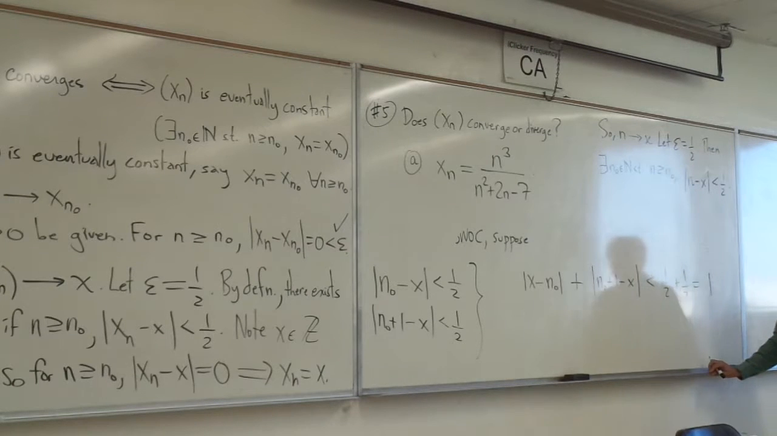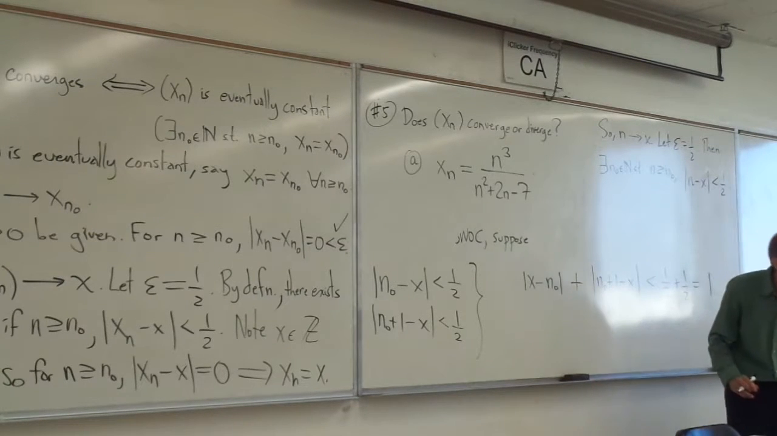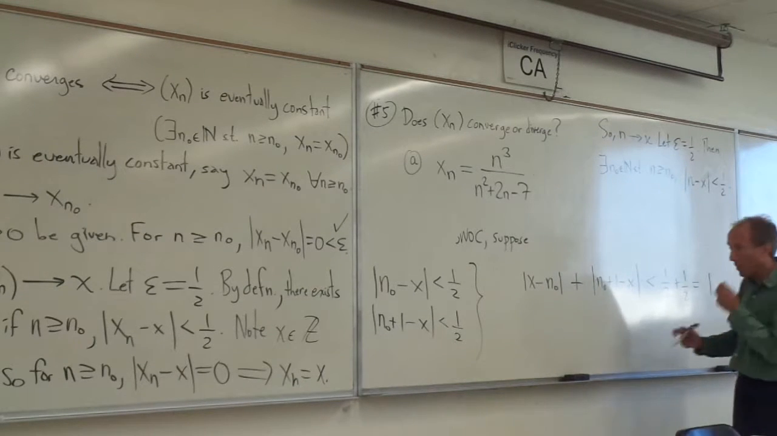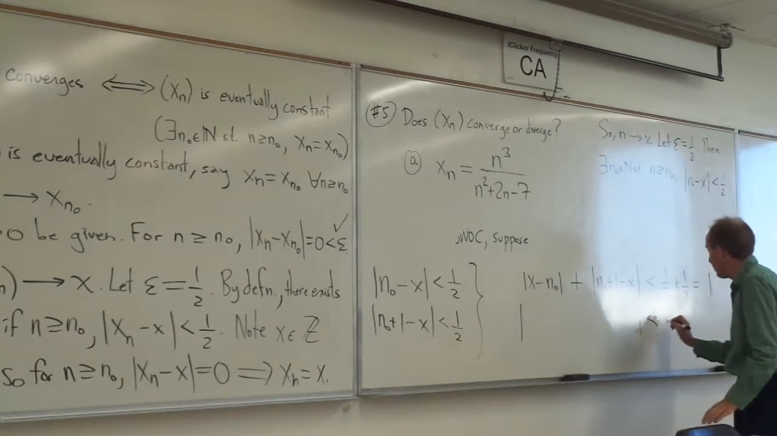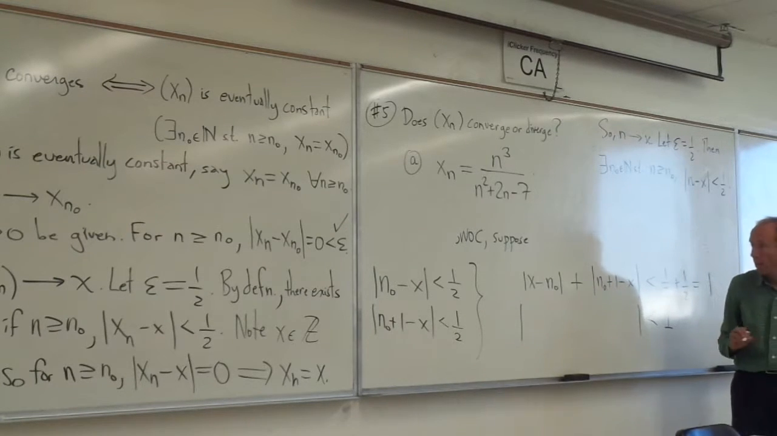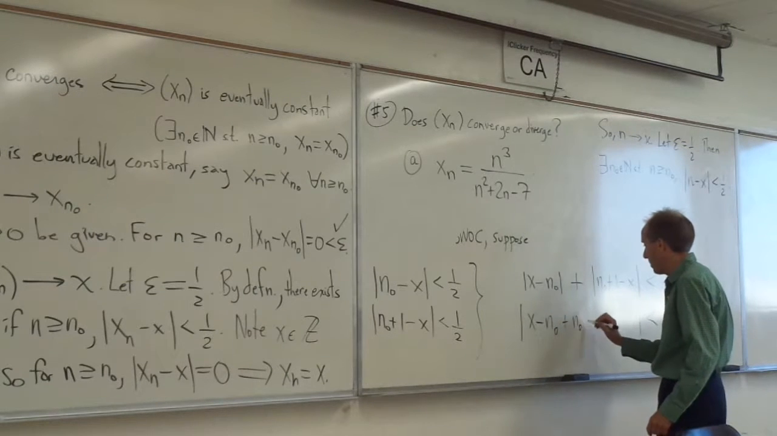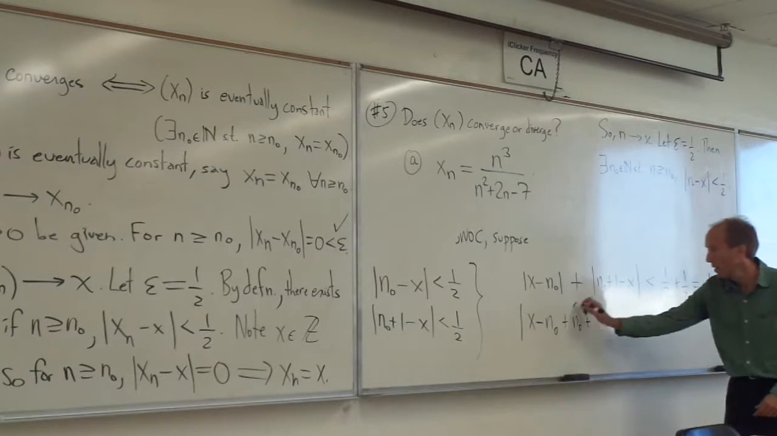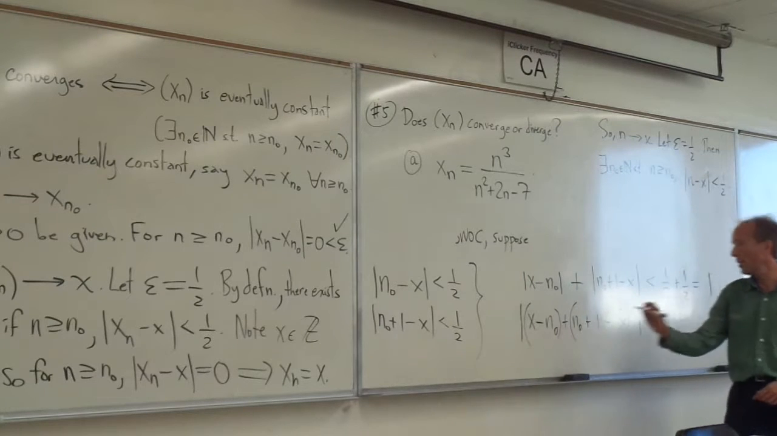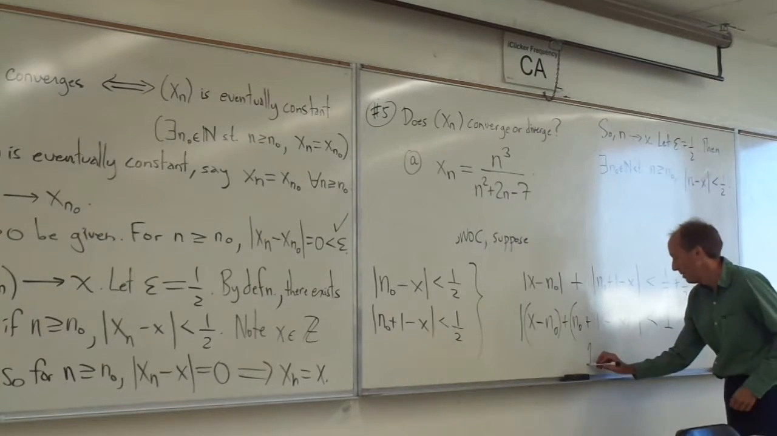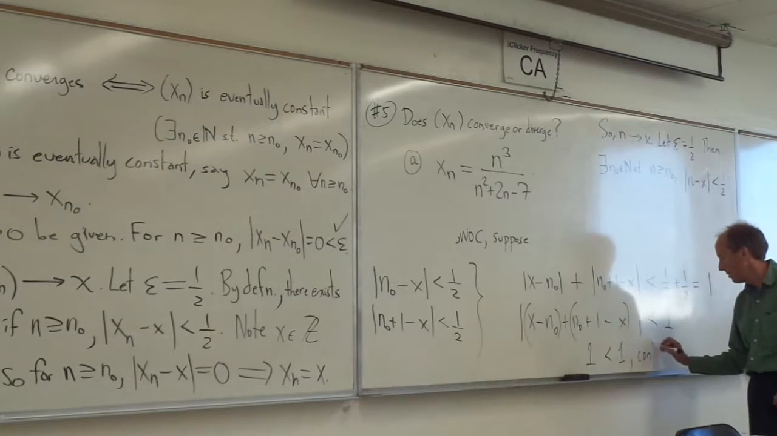And now I'm going to make the left-hand side smaller by using the triangle inequality in reverse, right? So I'm going to basically make a single absolute value here that's going to now be less than 1. So what is that going to look like? Well, it's going to be X minus N₀ plus N₀+1 minus X, right? So I'm putting these together and these together like that. And look what you proved. 1 is less than 1. Contradiction.